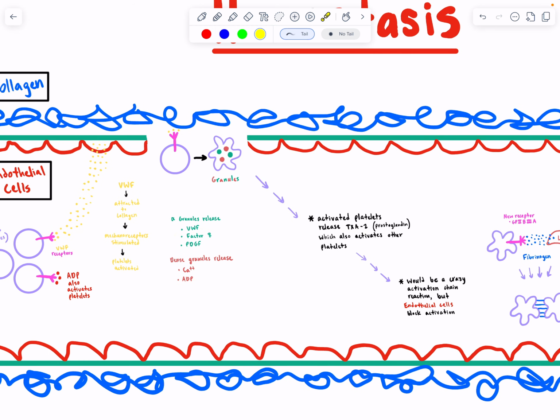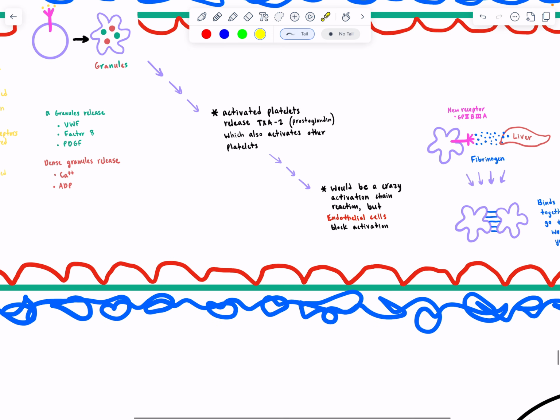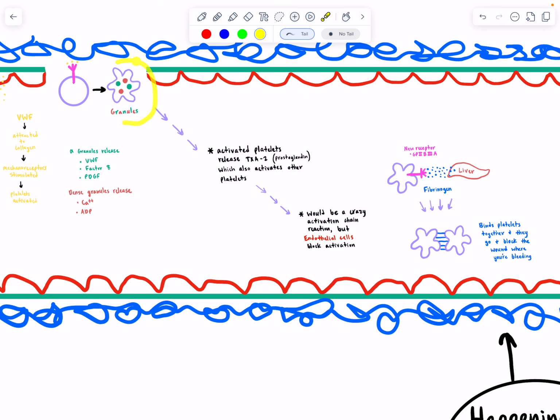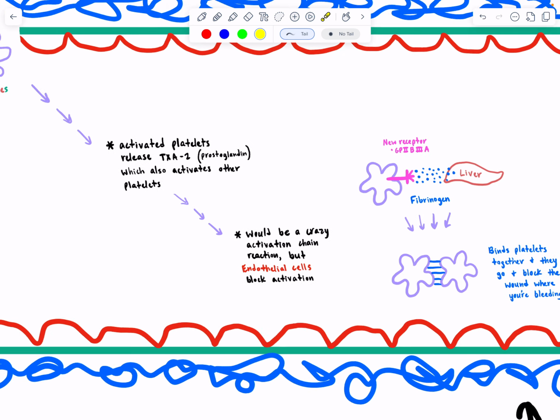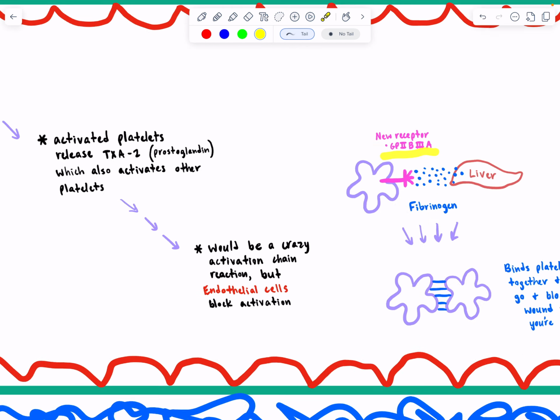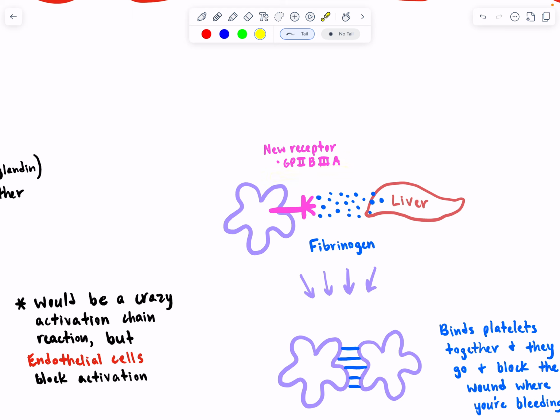However, these endothelial cells prevent this cascade from going on for too long. So thankfully, there's some regulation here. Anyway, these are activated, and we got a bunch of them. Once they're activated, they have these new receptors with a long name, which we don't really care about. We just know that it binds to fibrinogen.